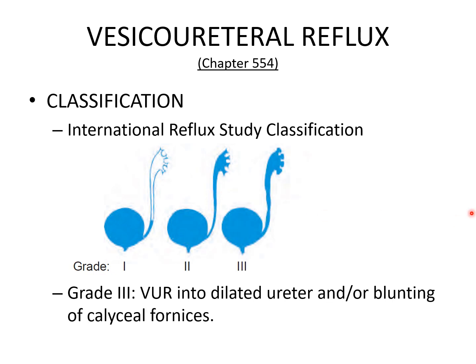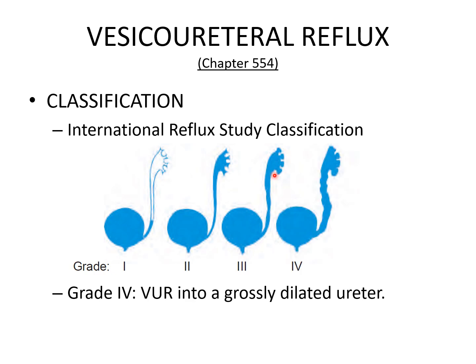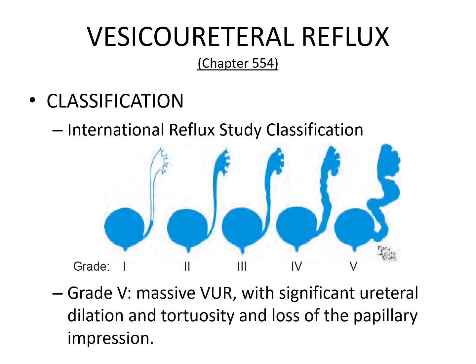Grade 3 is when your vesicoureteral reflux has reached the upper collecting system, plus there is dilatation of your ureter and blunting of your calyceal fornices. And grade 4 is when the vesicoureteral reflux has grossly dilated the ureters. And grade 5, there is massive VUR with significant ureteral dilatation and tortuosity and loss of the papillary impression.